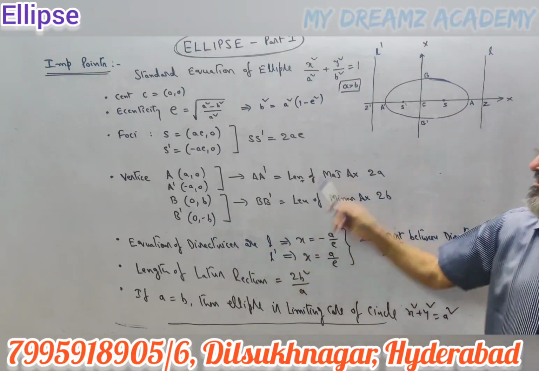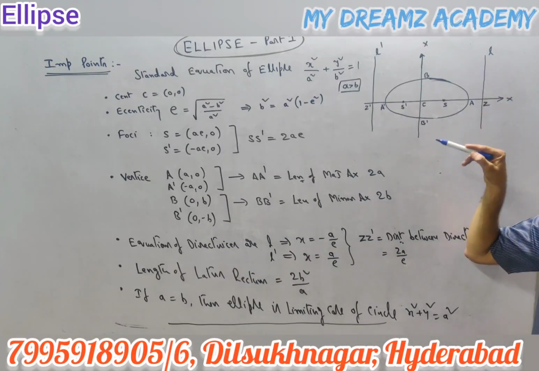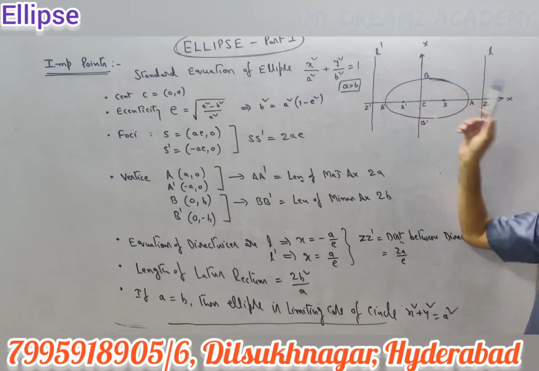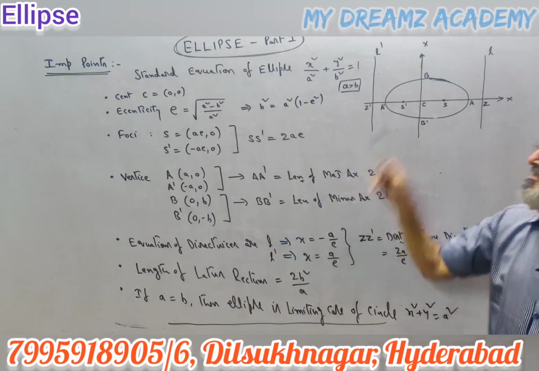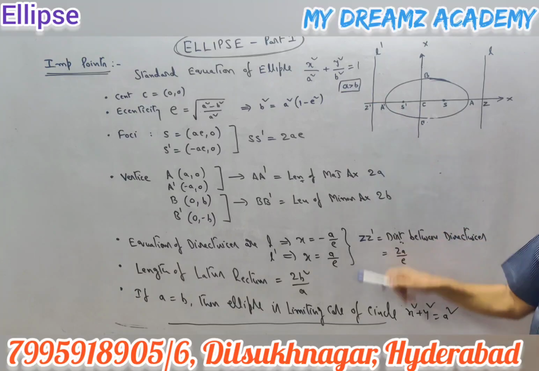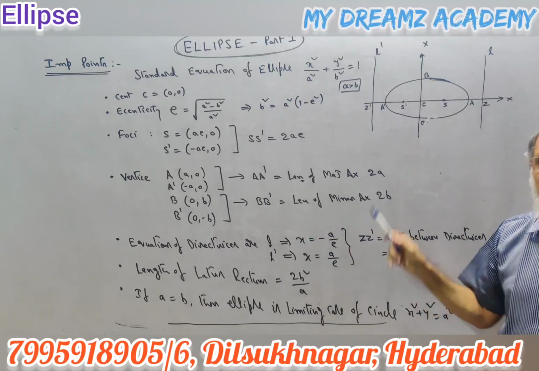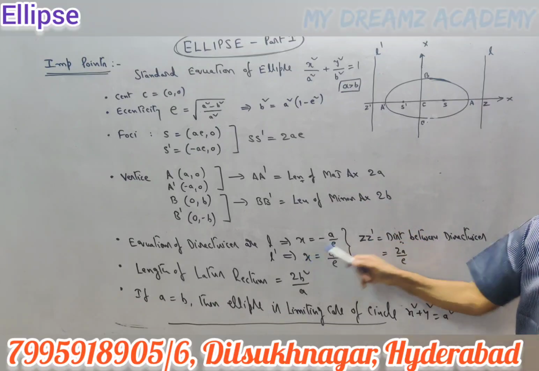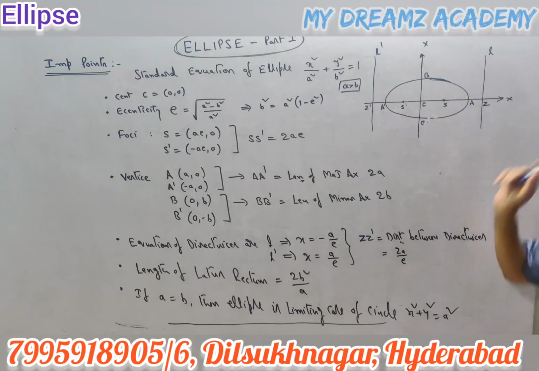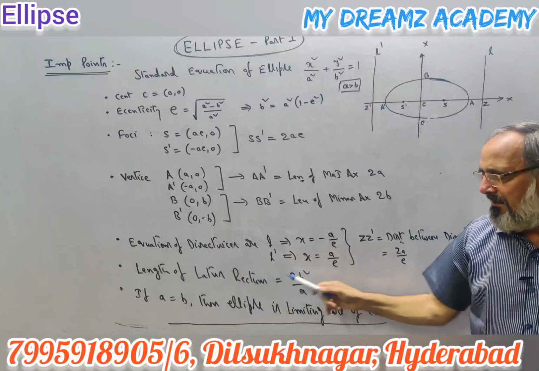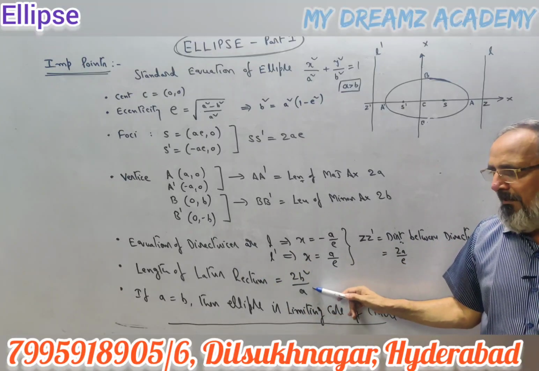Equation of directrix: here also two directrices will come, one on the left and another on the right. They are parallel to the y-axis at a distance of a by e units. So x equal to minus a by e is the left directrix and x equal to a by e, positive, is the right directrix. Length of the latus rectum is 2b square by a.